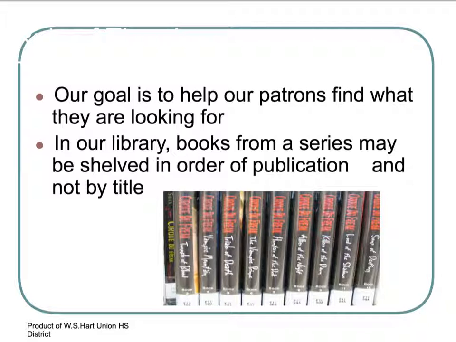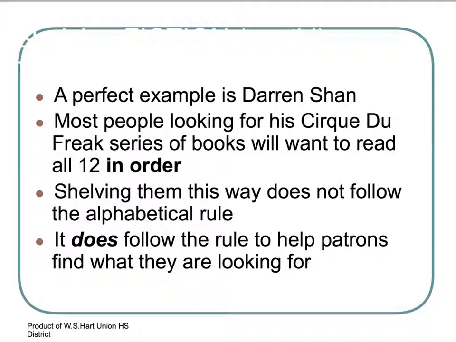Remember, our goal is to help patrons find what they're looking for. So in our library, if we have a series that's numbered on the spine, then we organize in order of the series and not by title. This saves the patron time. You can see this as an example with Darren Shan. All of his Cirque du Freak books are in order because they're numbered on their spine. It follows that rule to help patrons find what they're looking for.